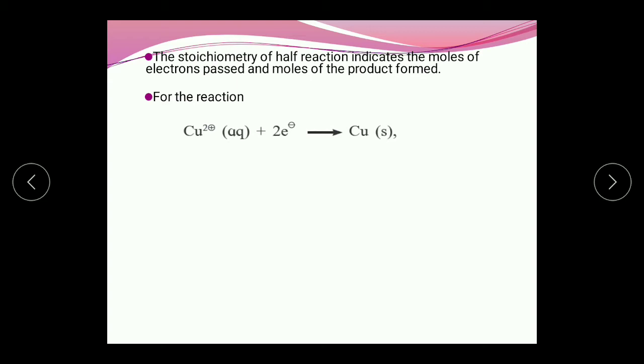As Cu has 2 positive charges, Cu will always dissociate as Cu plus 2 and SO4 minus 2 if we take CuSO4. Hence, to discharge Cu plus 2, it will require 2 electrons. Here the coefficient is 1, which means 1 copper ion requires 2 electrons to give 1 mole of neutral copper. So this is the stoichiometry of the reaction, and for every reaction it is different. That means 2 moles of electrons are required for the production of 1 mole of copper.